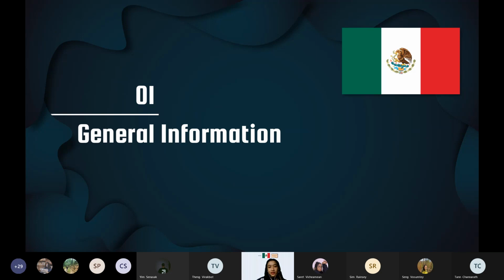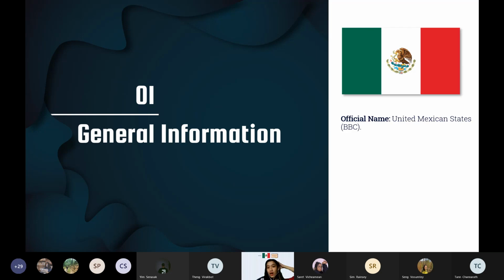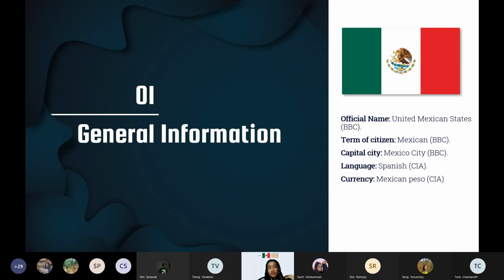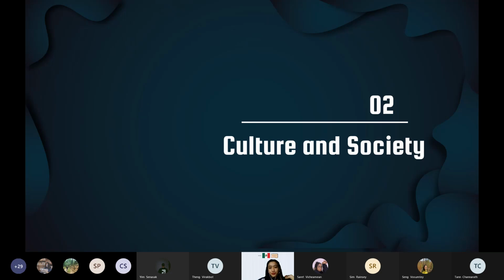Firstly, it's about our general information. As you can see, our flag here. Our official name is United Mexican States. Our term for citizen, of course, is Mexican. Our capital city is Mexico City. The language we use is Spanish because we used to be colonized by Spain. Our currency is the Mexican peso.